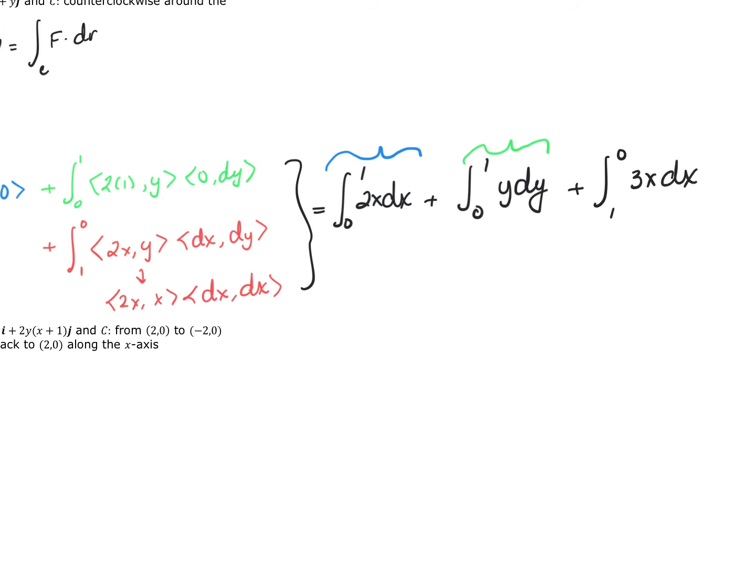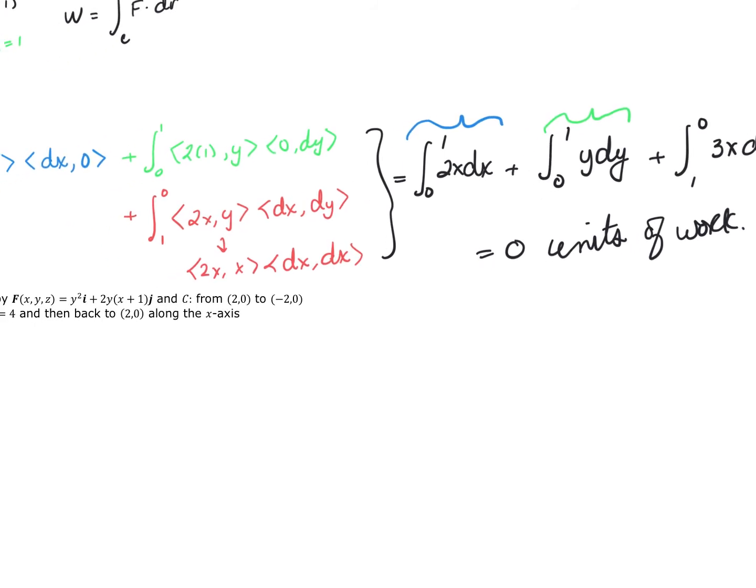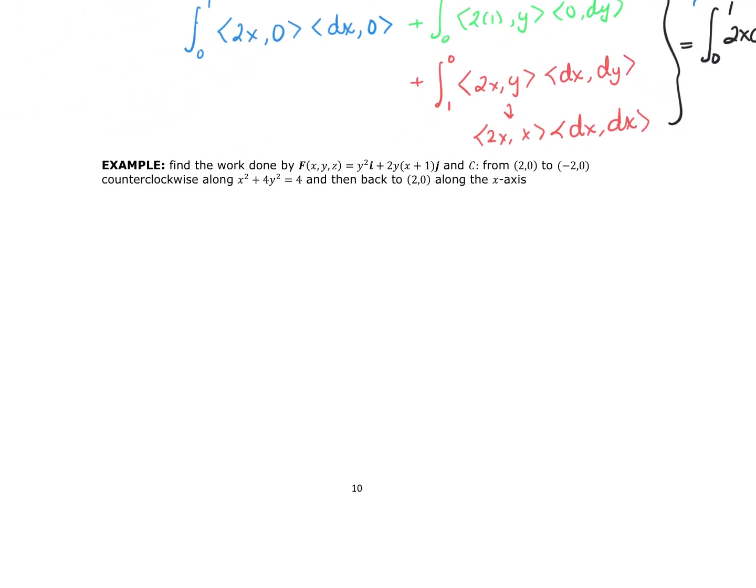So when I integrate all of this, and it has to be 1 to 0 because I start at 1 and I go to 0, I end up with 0. That's my final answer. You all should check that just to confirm. And of course, it's units of work. Units of work. No work done. Ha, ha. Never mind. Anyways, let's take a look at our next one.